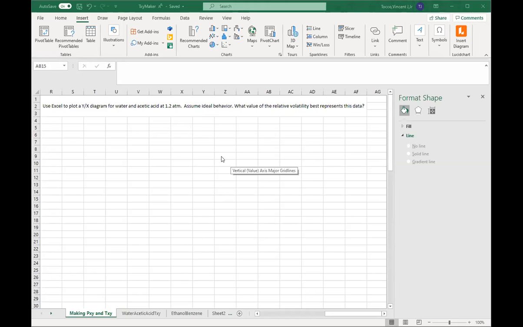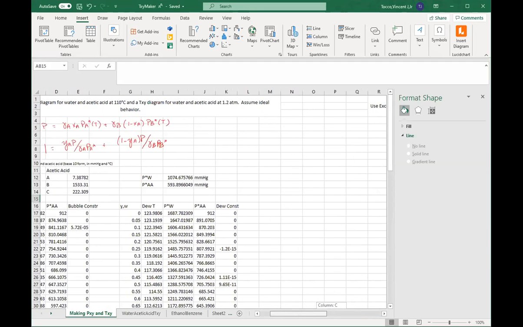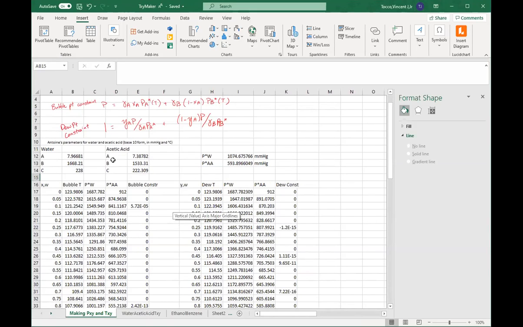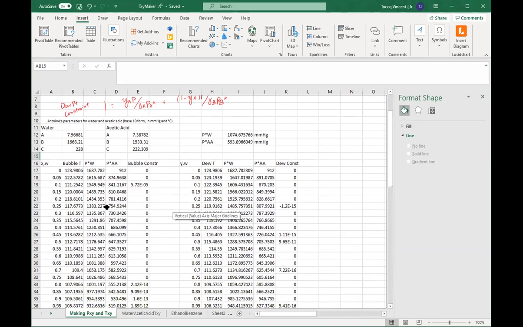This is the exact example system that I used to show you how to plot a PXY and TXY diagram in a previous video. So I'm back on my same Excel sheet, and I'm going to use what we did last time as a starting point. This is what we did last time, drawing the TXY diagram, and you're going to find that drawing the YX diagram is pretty simple if you already have all the TXY stuff.